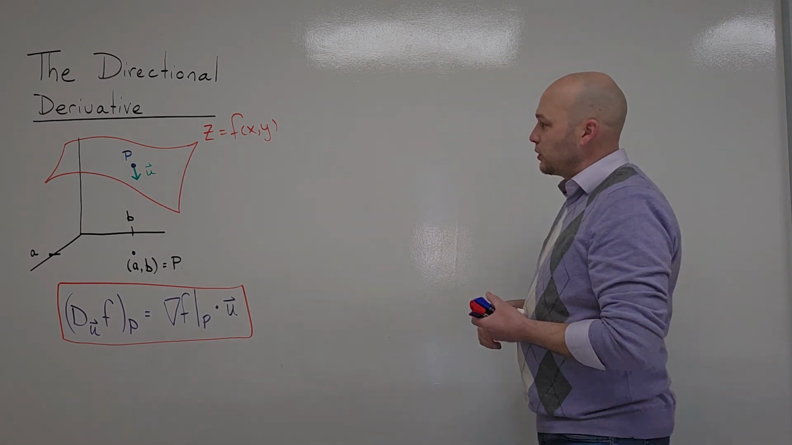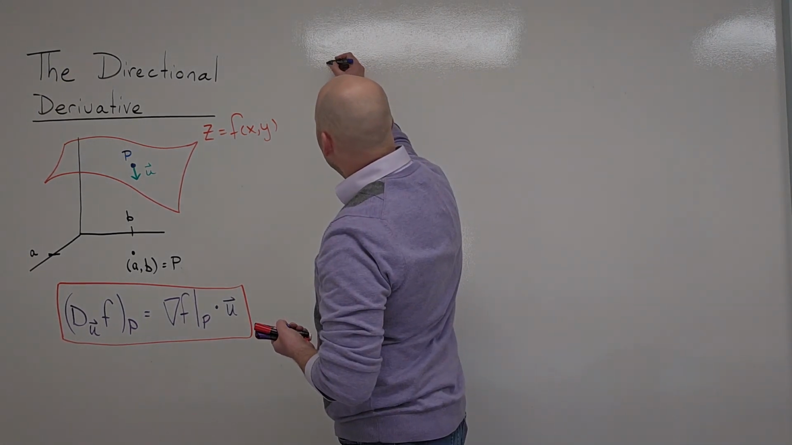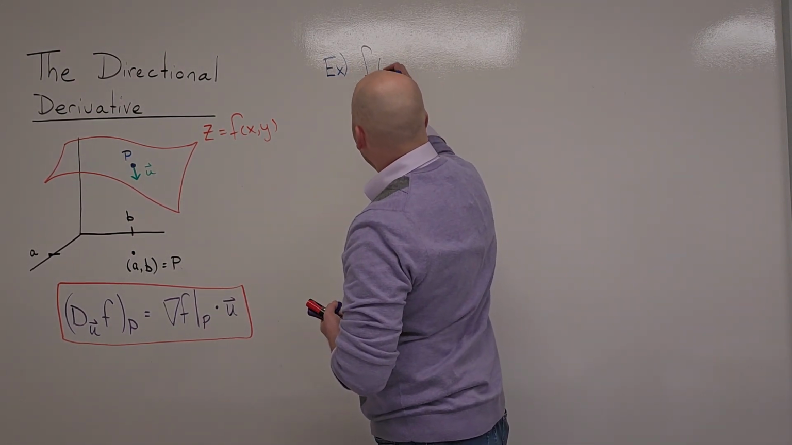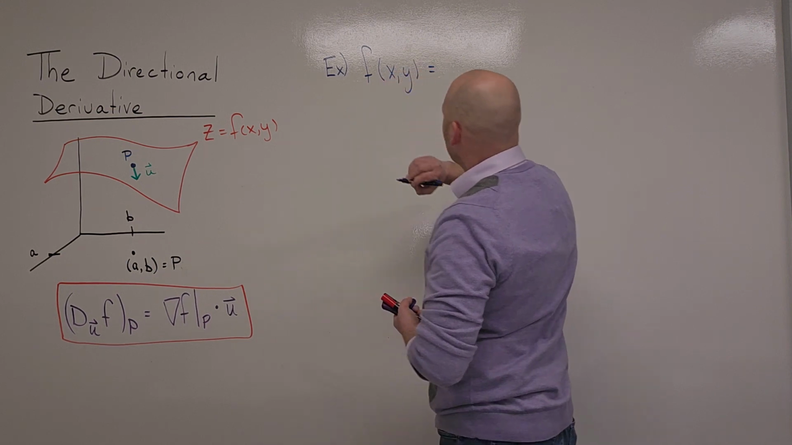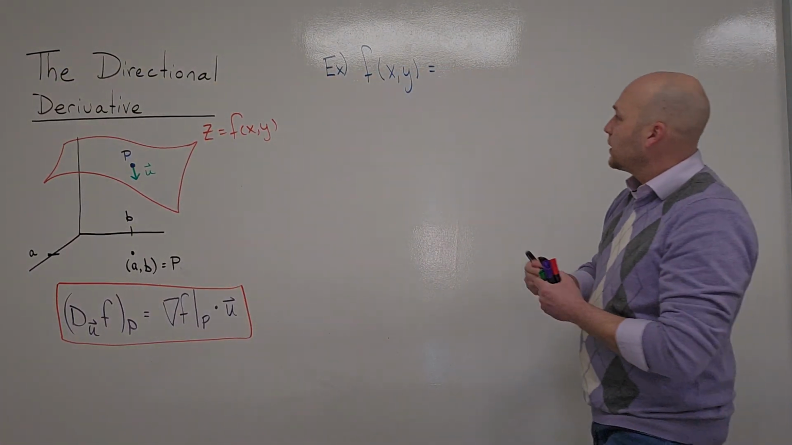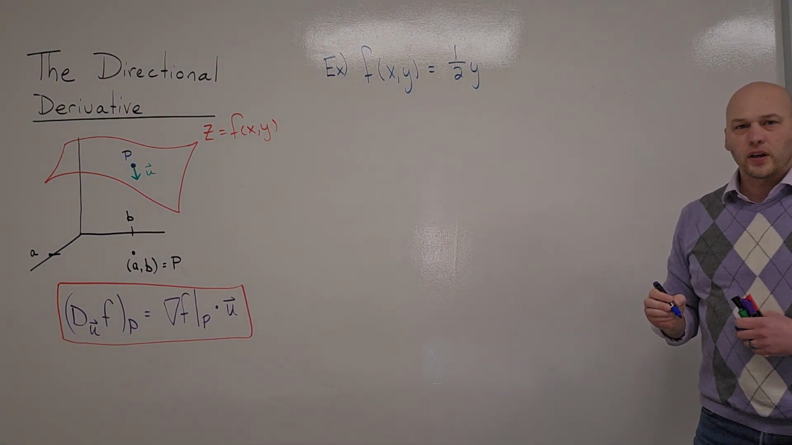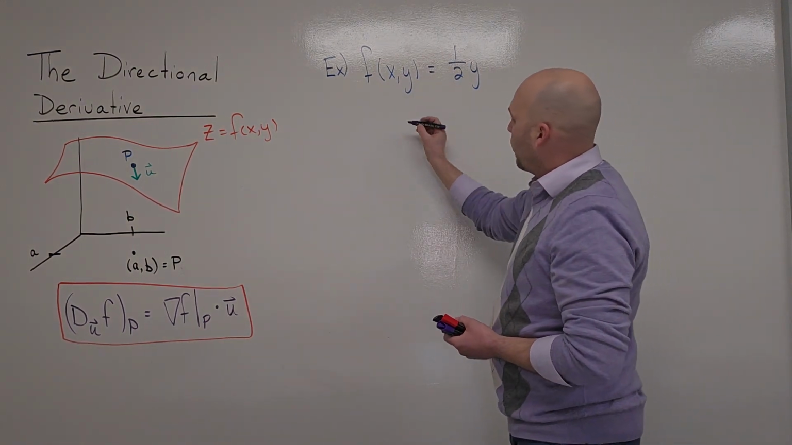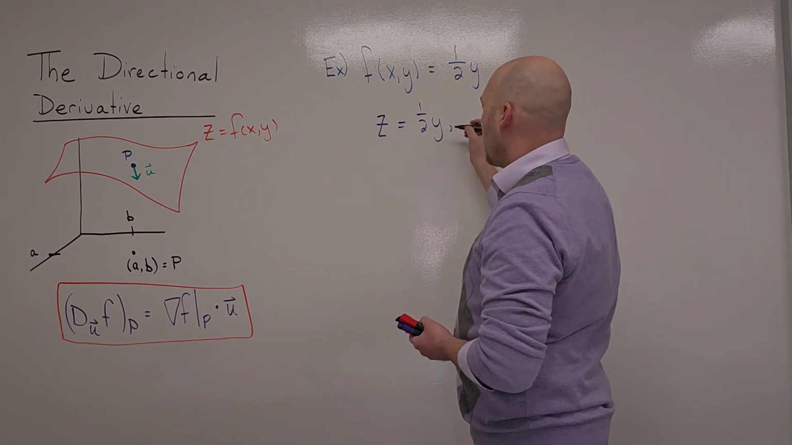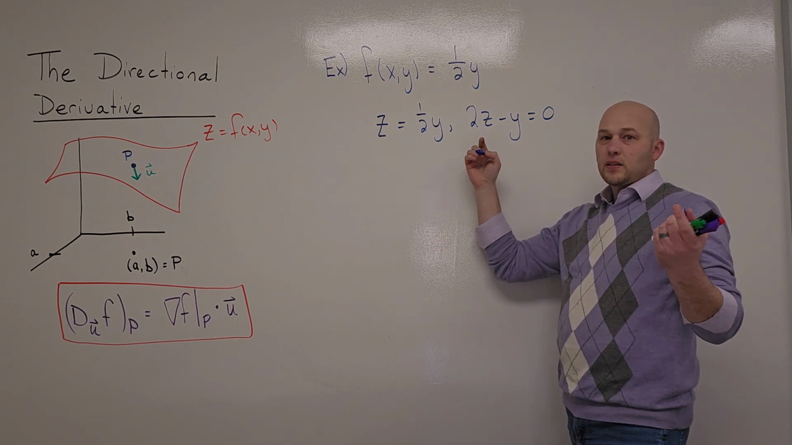Okay, so let's compute some directional derivatives, and let's start with an example that we can graph relatively easily. Let's look at the function f of x, y equals 1/2 y. First of all, let's look at the graph of this. As an equation, I can rewrite this as z equals 1/2 y, or equivalently 2z minus y equals 0. In this form, we see that it's the equation of a plane.